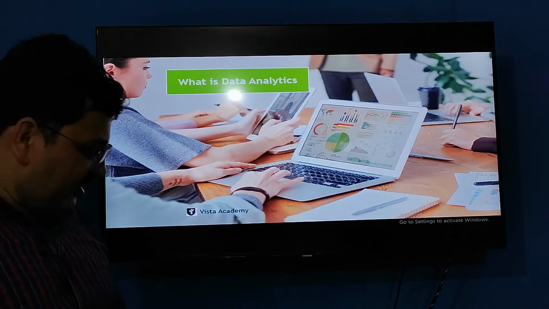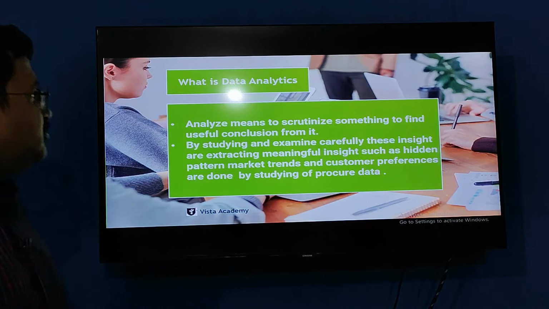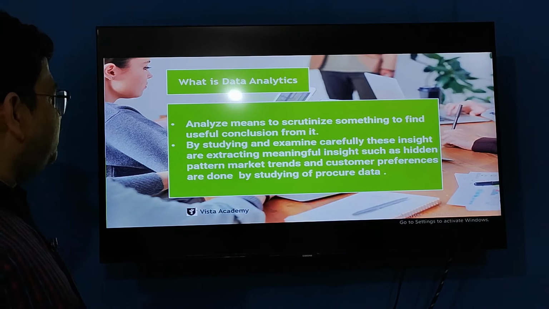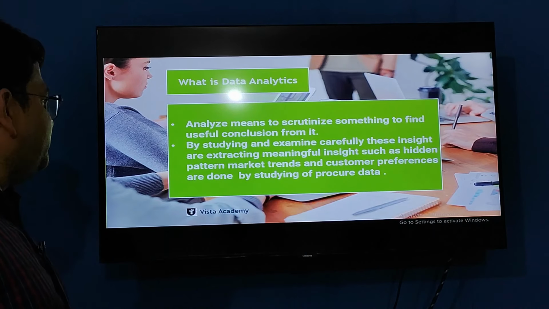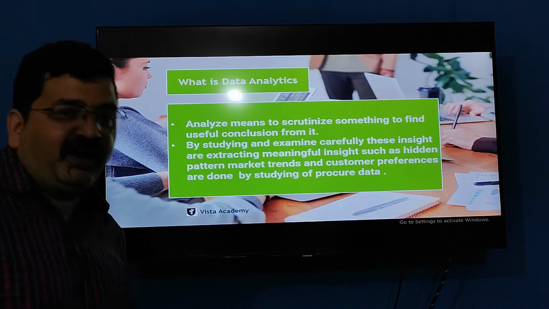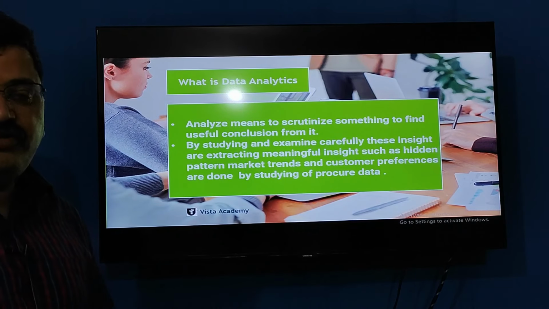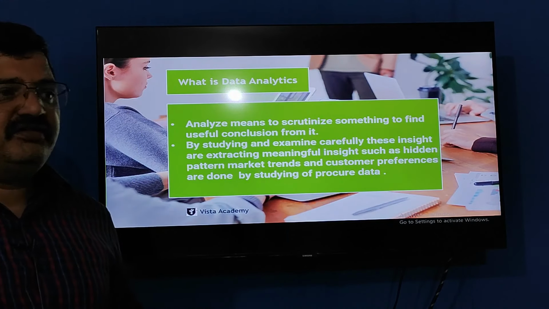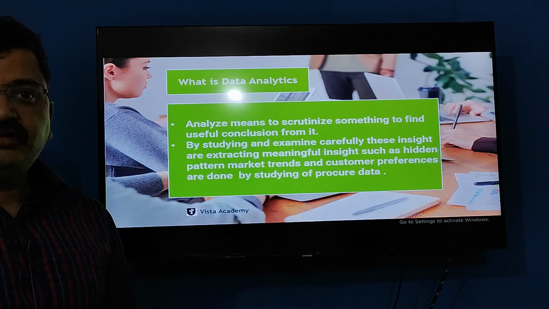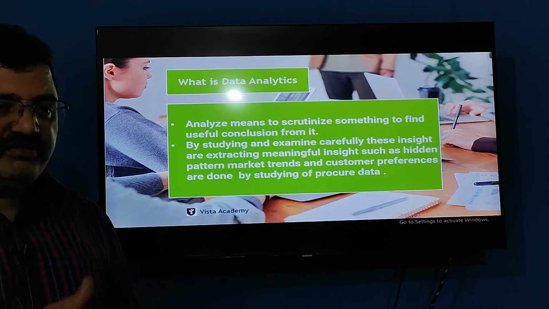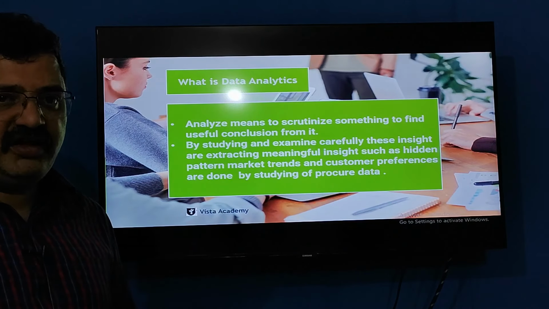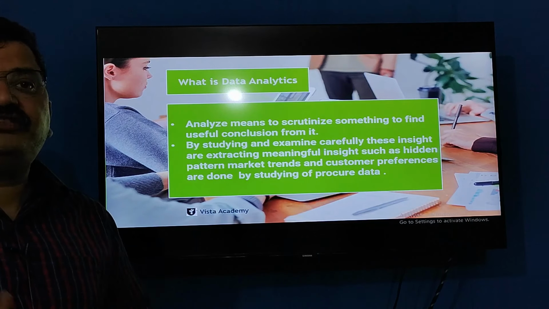So what is data analytics then? Analyze means to scrutinize something to find a useful conclusion from it. By studying and examining carefully, extracting meaningful insight from hidden patterns, market trends, and customer preferences is done by studying procured data. So it depends upon data. Like there are millions and trillions of terabytes of data in the world. To find meaningful insight from data, companies are collecting such data. They need people who will collect such data and find out something useful, from which they can generate profit.